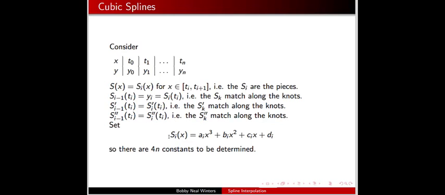Now, it's a cubic spline, so these s_i are cubic polynomials. A general cubic polynomial is a_i x cubed plus b_i x squared plus c_i x plus d_i. So we have 4 coefficients for each piece. We have n pieces, and so there are a total of 4n of these constants. We need to determine those.